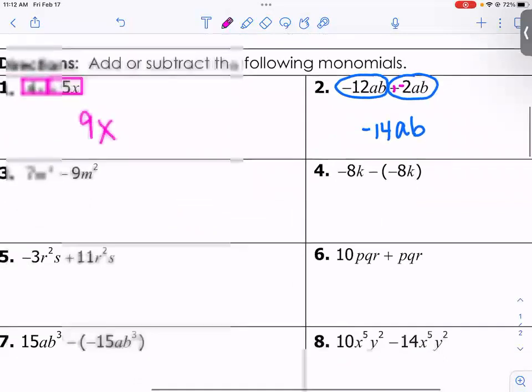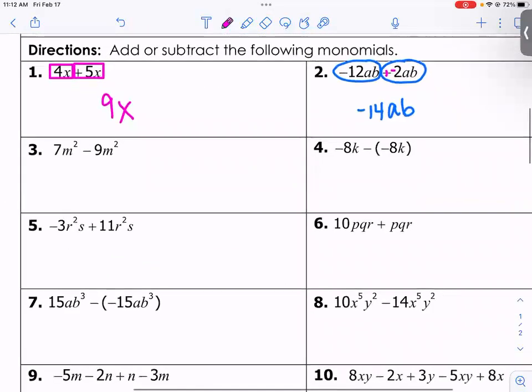Okay. All right. I would like you to try 3 and 4.